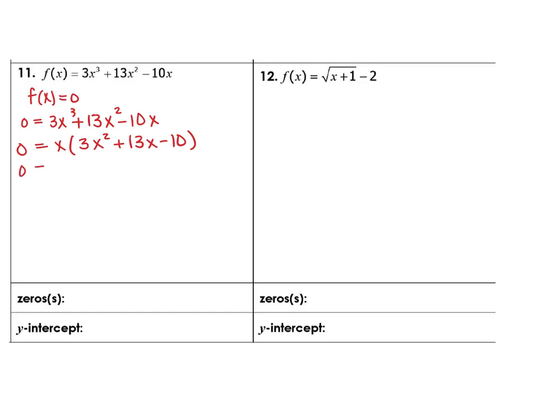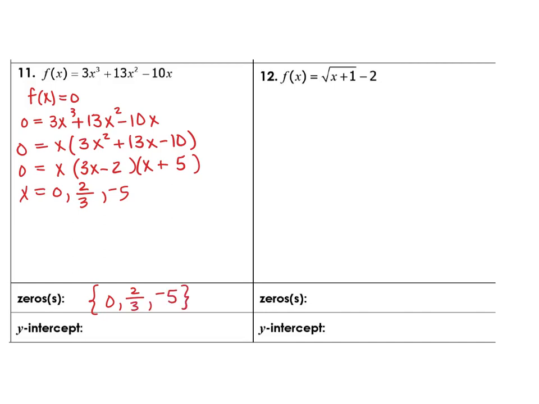I don't care, just be efficient with it. And I'm going to just go ahead and do trial and error, especially since you have a 3x squared, that's going to be prime. It looks like we're going to have 5 and 2, a positive 5 and a negative 2. And now setting each part equal to 0, it looks like x is going to be 0, 2/3, or negative 5. So here our zeros of our function will be 0, 2/3, and then a negative 5.